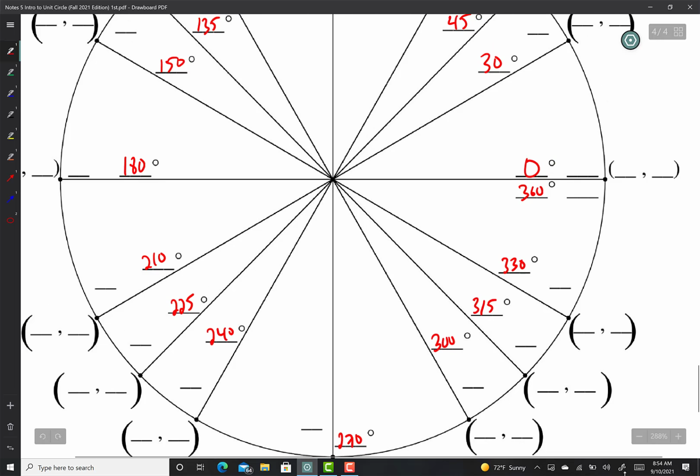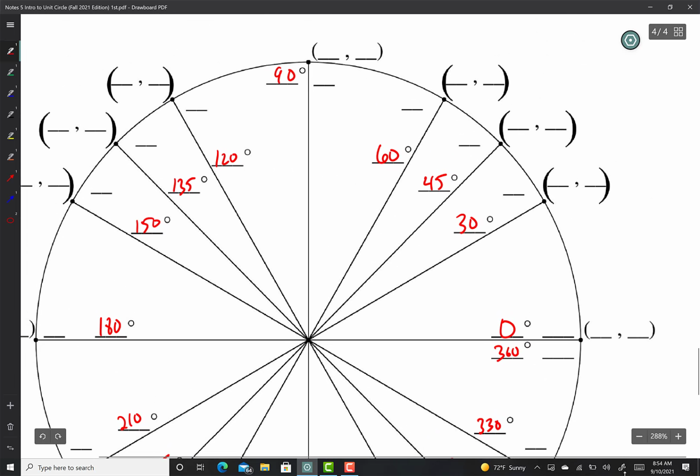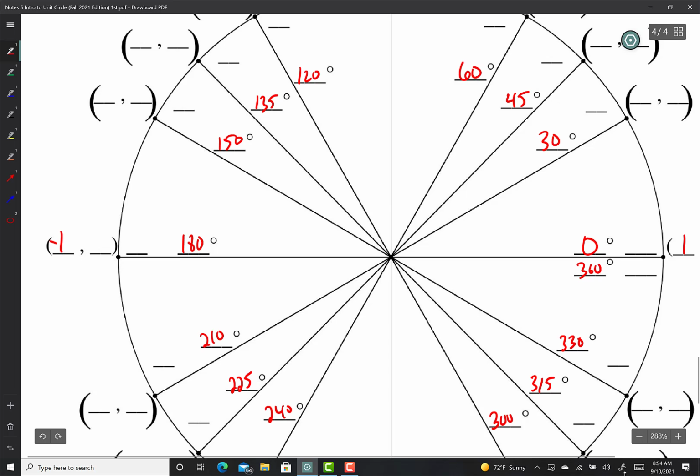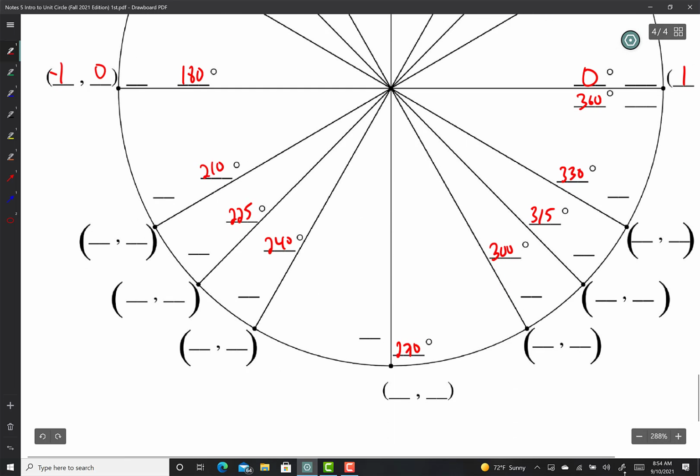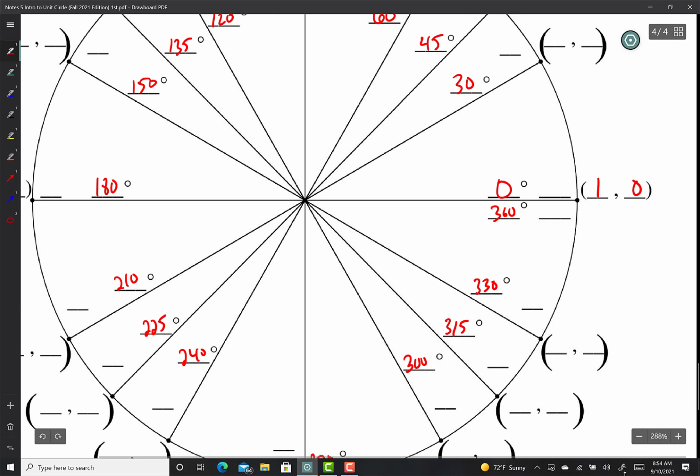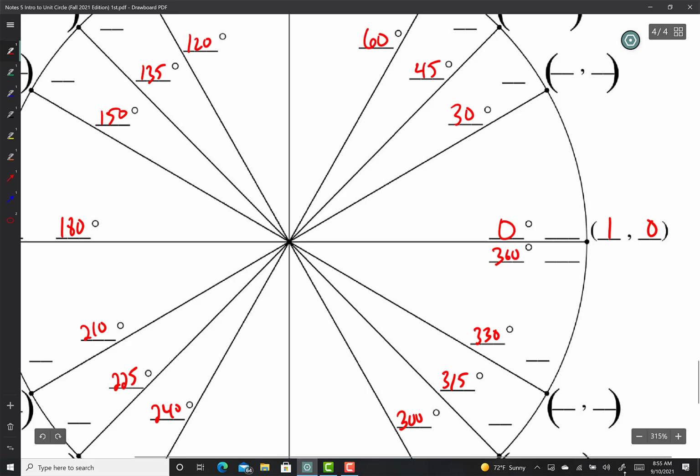All right, let's fill in the coordinates that we know. So I guess let's do the easy ones first. 1, 0, 0, 1, negative 1, 0, 0, negative 1. The most common mistake is you guys toggle those. So you call the x y and you call the y x.